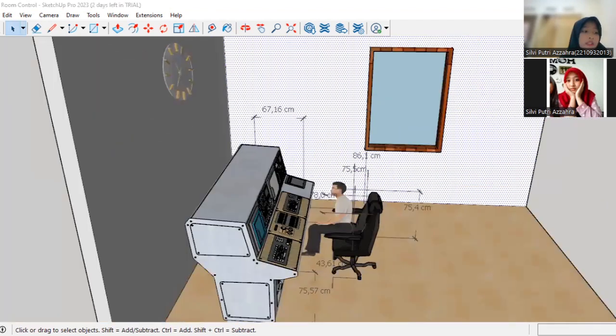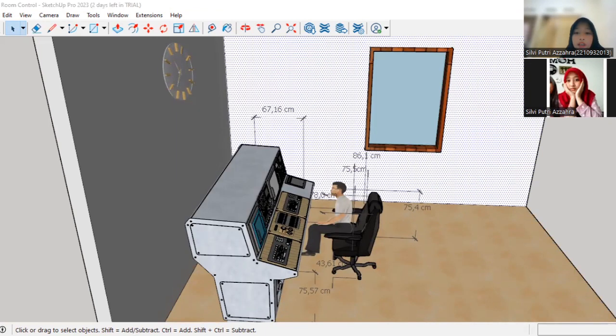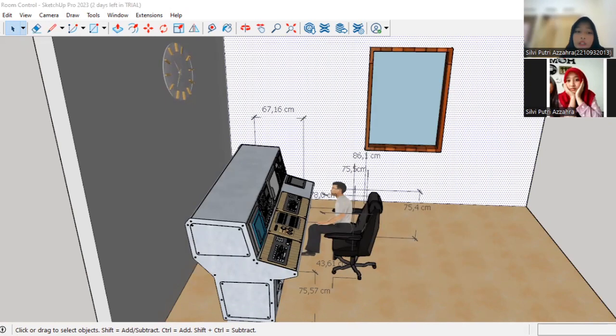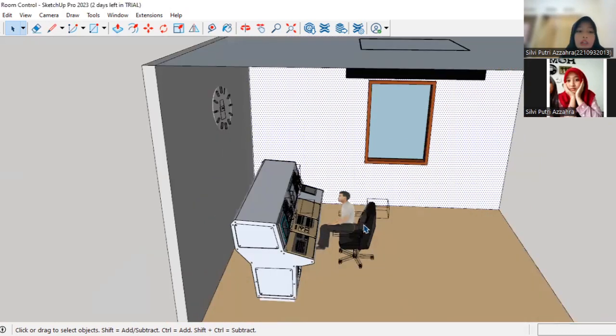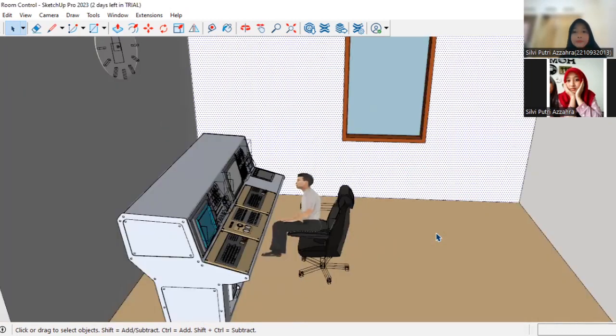And this is the design of the chair in the control room with dimensions. And this is the design of the table in the control room. And the layout used in making this control room is I shape because the operator works only at the control table.